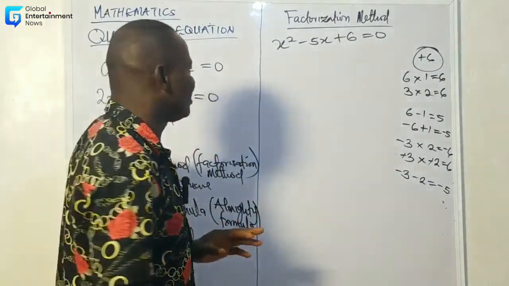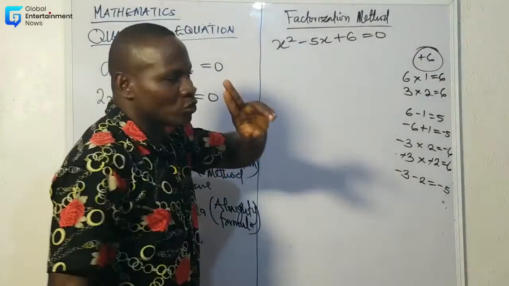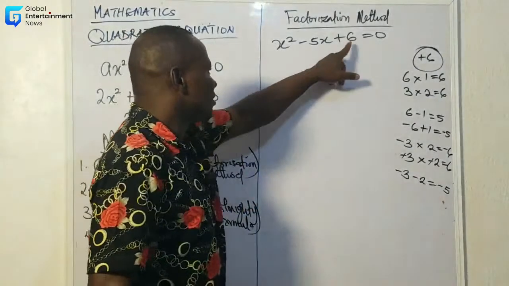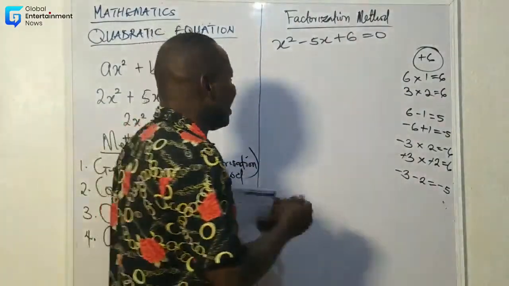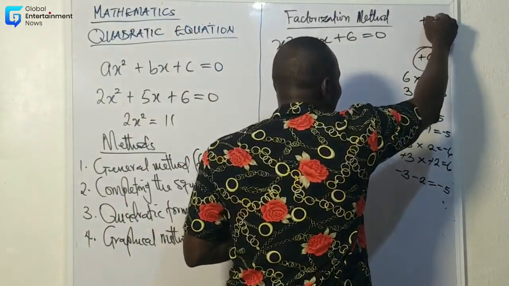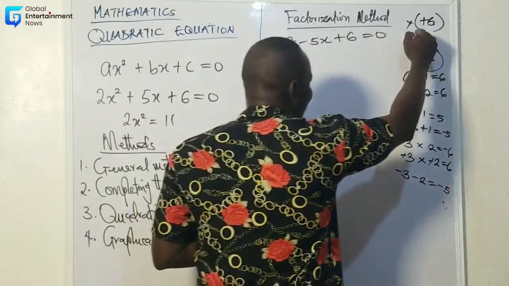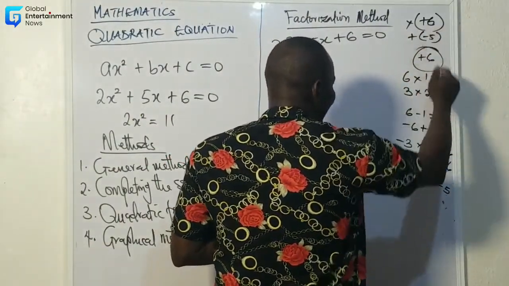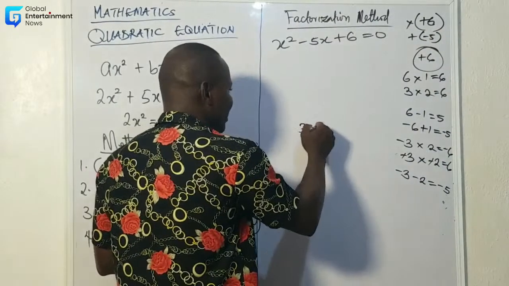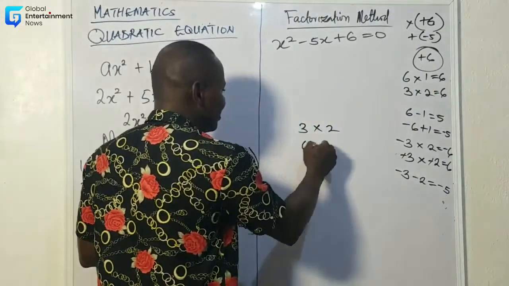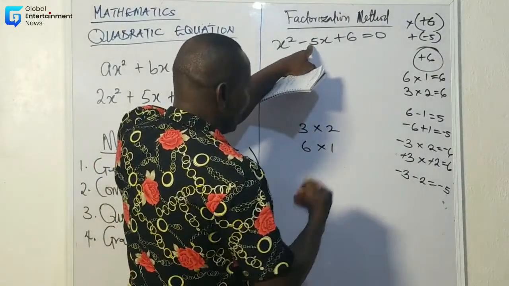Again, let me repeat this. What I'm saying in a nutshell is that you will look for two numbers that when you multiply is going to give you plus 6, and when you sum it up, it's going to give you minus 5. And these are the multiples of 6, which is 3 times 2 and 6 times 1. And if you look at what we are looking for up here, we want to sum up.